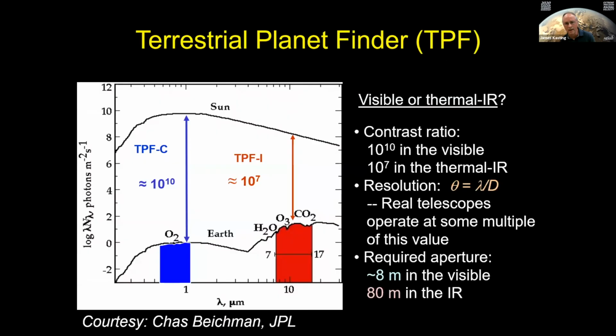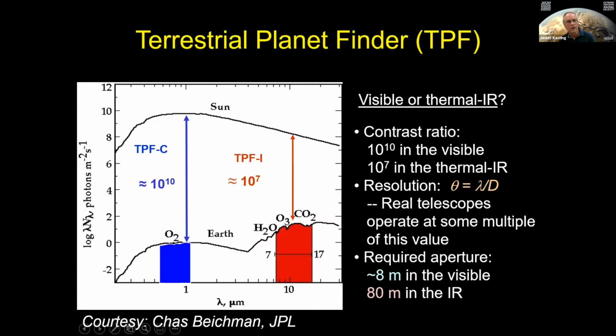Let me start by showing an old slide that was made by Chaz Beichman, one of your venerable leaders of this workshop. And he used to show this. I was a member of the TPF, Terrestrial Planet Finder Science Working Group back in the late 1990s, early 2000s. Chaz was the leader of that group. And he showed this slide. I've showed it in many talks that I've given since then.